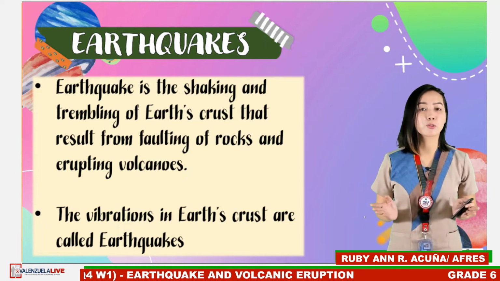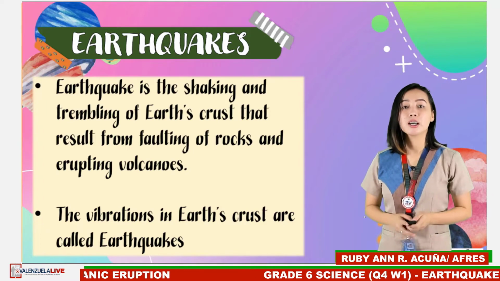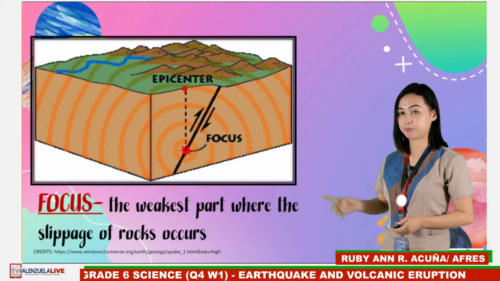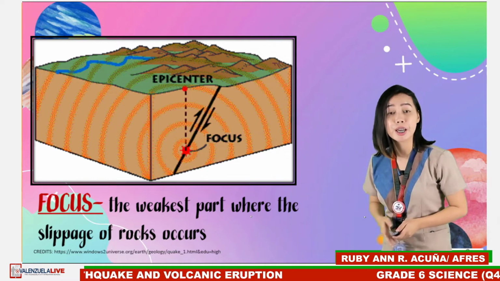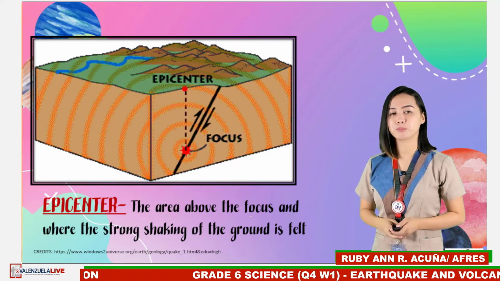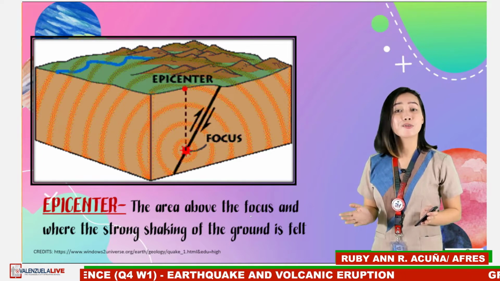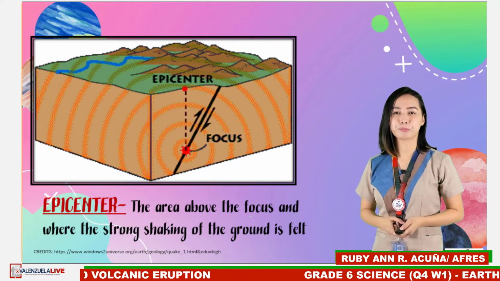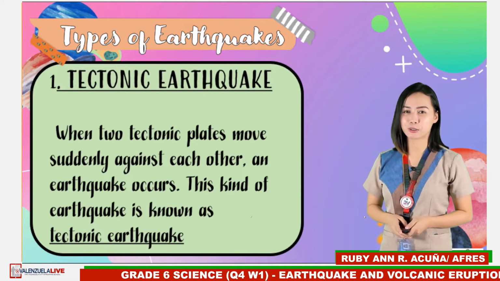Violent earthquakes are triggered when two plates slide past each other along faults. Within a fault, the weakest part where the slippage of rock occurs is what we call the focus. The area above the focus is called the epicenter. Strong shaking of the ground is felt at the epicenter. As the rock masses slide and slip against each other, the stored energy is released and moves outward in all directions as seismic waves. There are two types of earthquakes: the tectonic and volcanic earthquake.